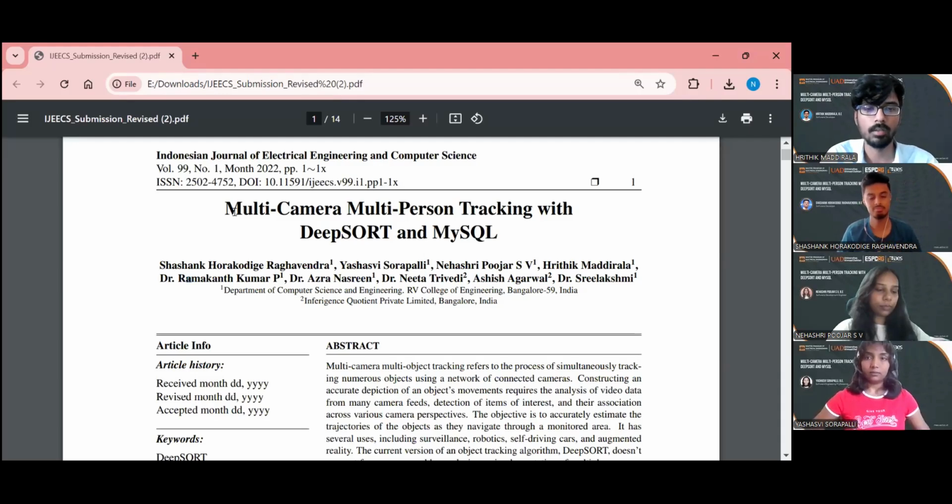Hi everyone. Today we'll be presenting a paper, Multi-Camera, Multi-Person Tracking with DeepSORT and MySQL. The authors of the paper are Shashank, Yashasvi, Nehashri, and Hrithik, who are students of RV College of Engineering, Dr. Ramakanth, Dr. Azra, and Dr. Sreelakshmi, who are from the Department of Computer Science and Engineering, RV College, and Dr. Neeta and Ashish, who are from Inference Quotient Private Limited.